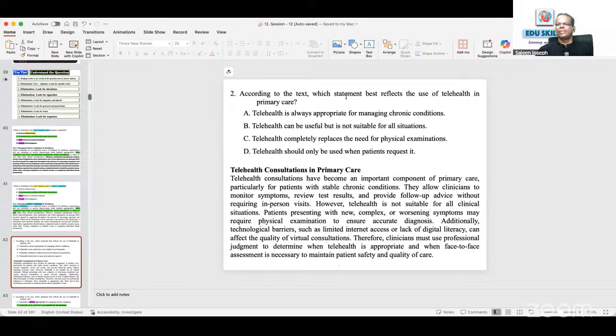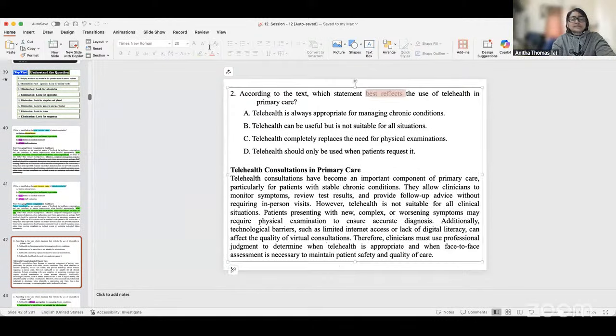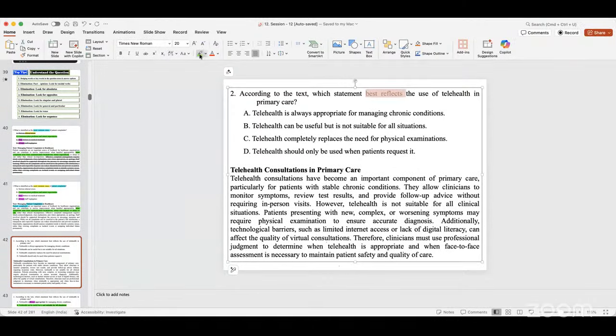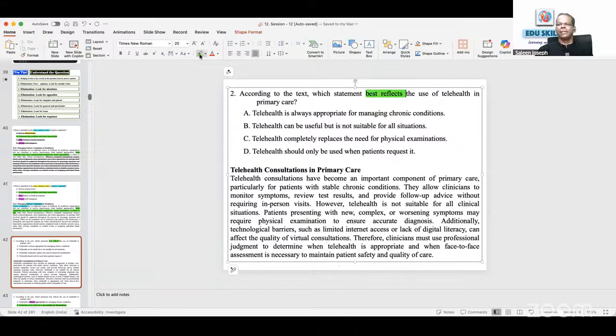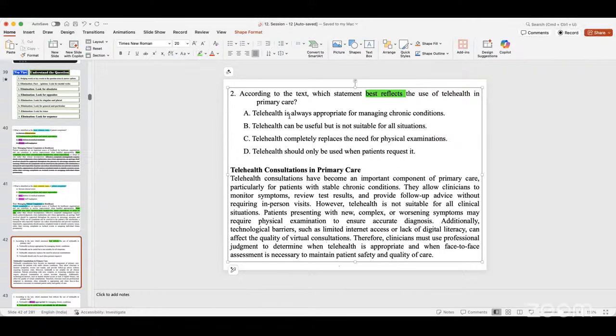According to the text, which statement best reflects the use of telehealth in primary care? Best reflects. Option A, telehealth is always appropriate for managing chronic conditions. Always. Absolute, Father. Absolute. Eliminated.